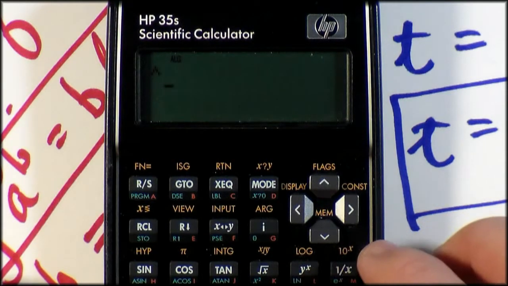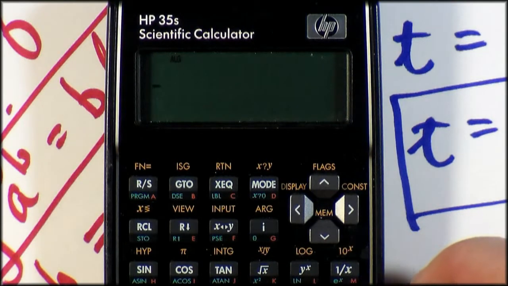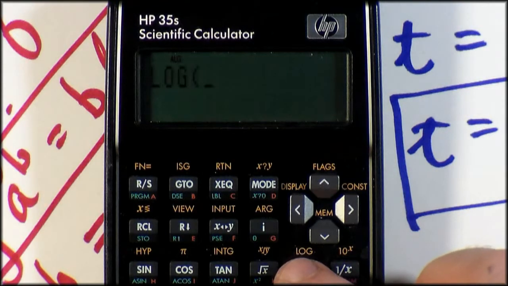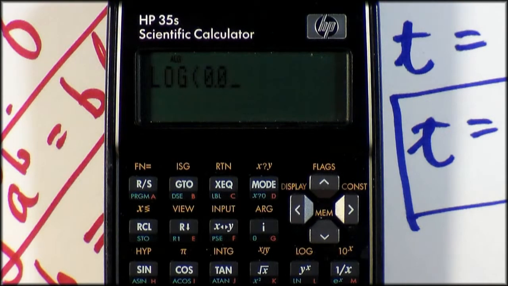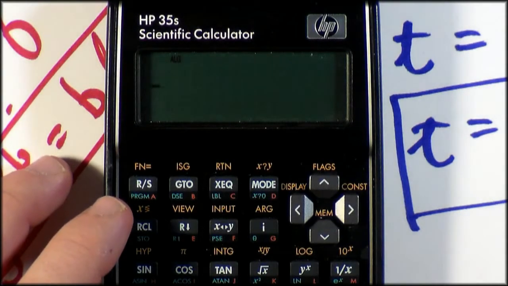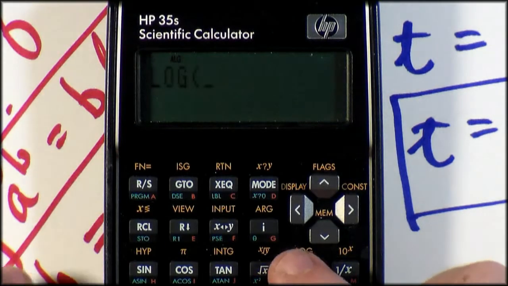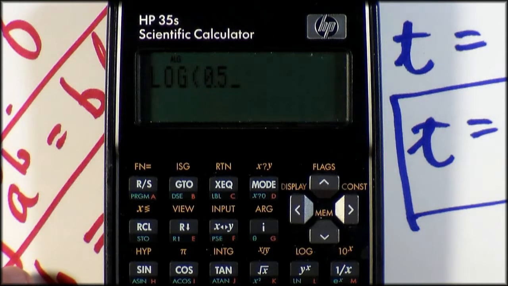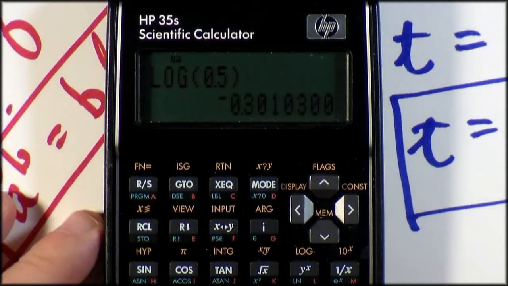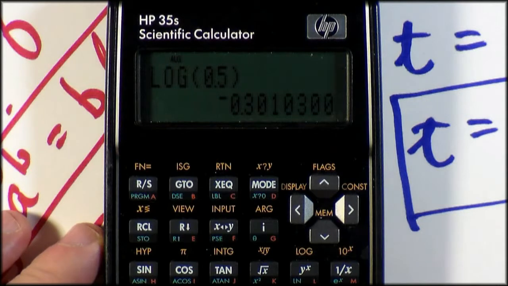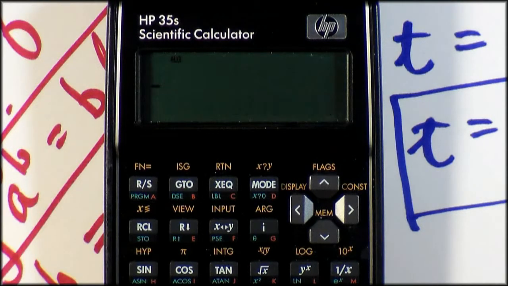So let's try the log. Instead of the log of 0.005, what about the log of 0.05? And we just reduce it by one negative power, and we end up with negative 1.30103. And so that means that the power has gone down to minus 1, if you think about this as a power of 10. The log of 0.5 is negative 0.30103.